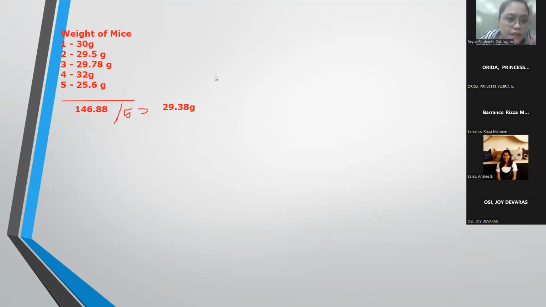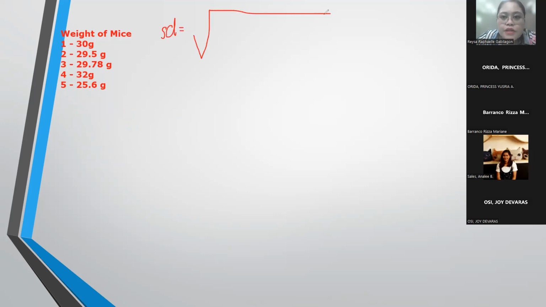Now, how about the standard deviation? You had standard deviation last time in your statistics, but let us compute for that again. How do we compute for our SD? SD is equal to the square root of the summation of x minus the mean, and then you have to square this, divided by n minus 1. Okay, this is our formula for the standard deviation. So when you say summation, you have to write everything.